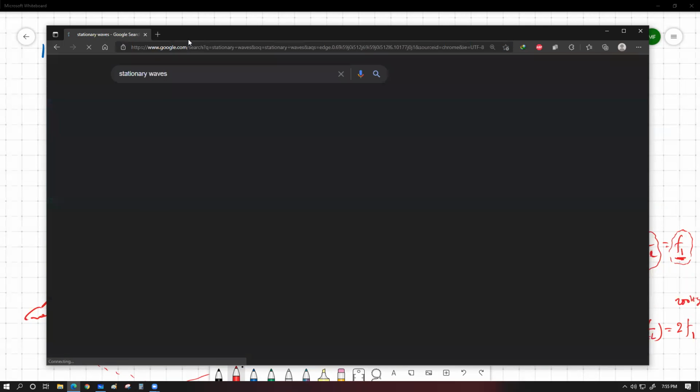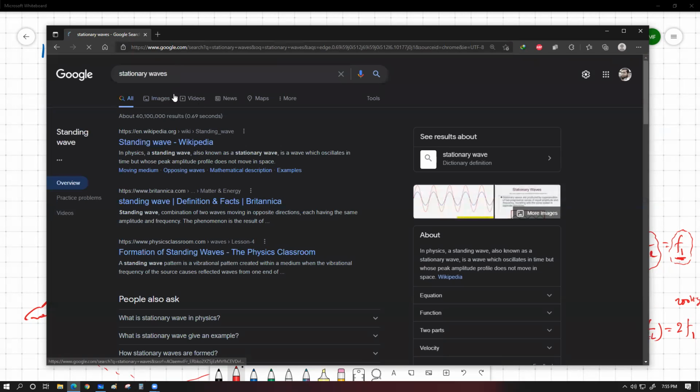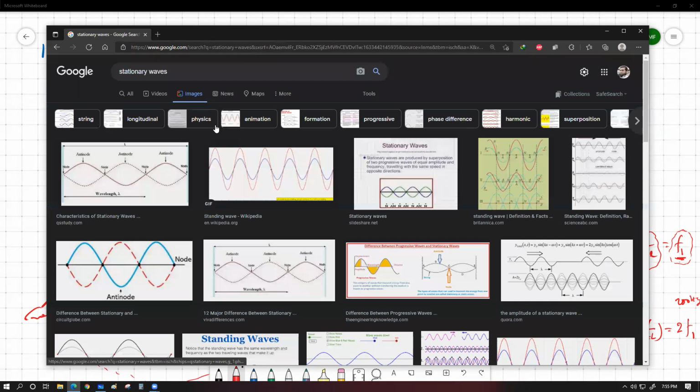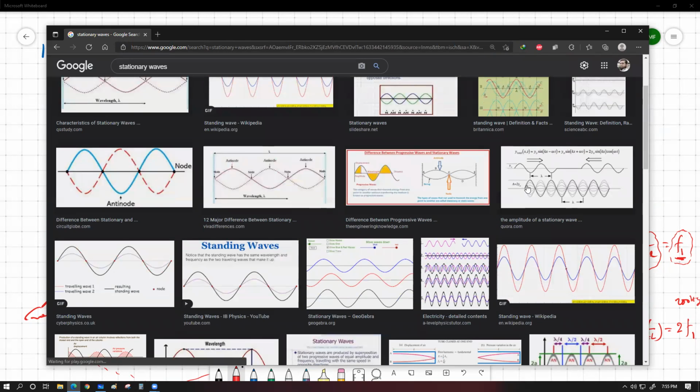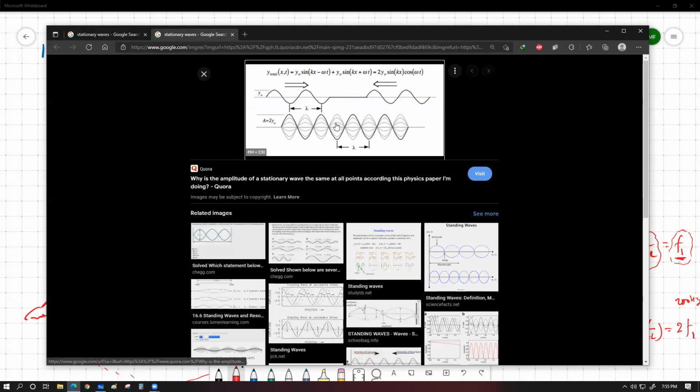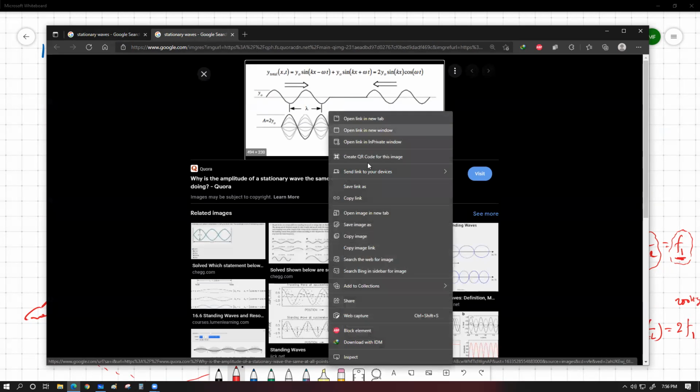Do you get the new frequency by changing the vibrating rate of the vibrator, or do you get that automatically? No, you get it by changing the frequency of the vibrator source. Okay, sir.